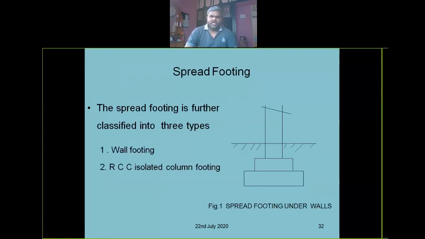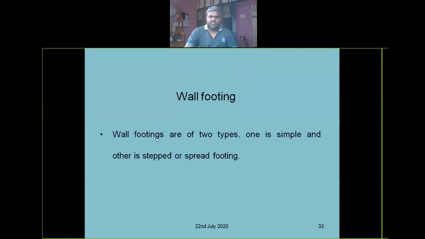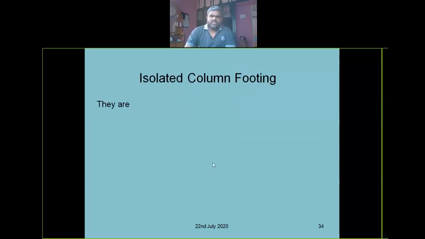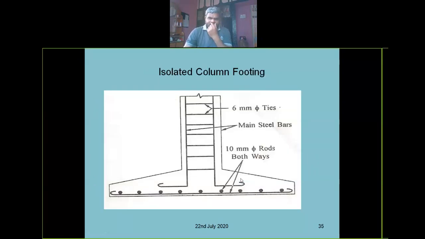Wall footing, RCC isolated column footing, and combined footing, right? Wall footings are of two types: one is simple and the other is stepped or spread footing, right? Isolated column footings are used to support individual columns, simple, stepped, sloped or trapezoidal, provided with a mat of reinforcement at the bottom of the footing, and such footings are called reinforced concrete footings, as shown in this figure, right? So this is the isolated column footing.